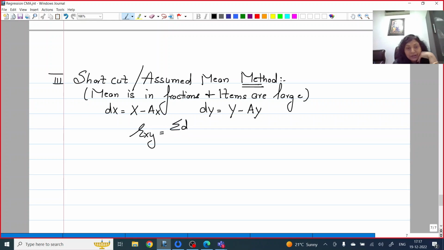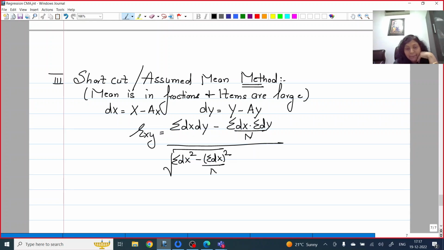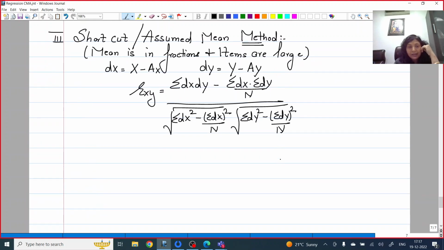This is summation dx dy minus summation dx summation dy upon n. In the denominator, first we have the x variable, summation dx square minus summation dx whole square upon n, and in y we have summation dy square minus summation dy whole square upon n. So similarly, with the help of this, we can easily find out the value of bxy.